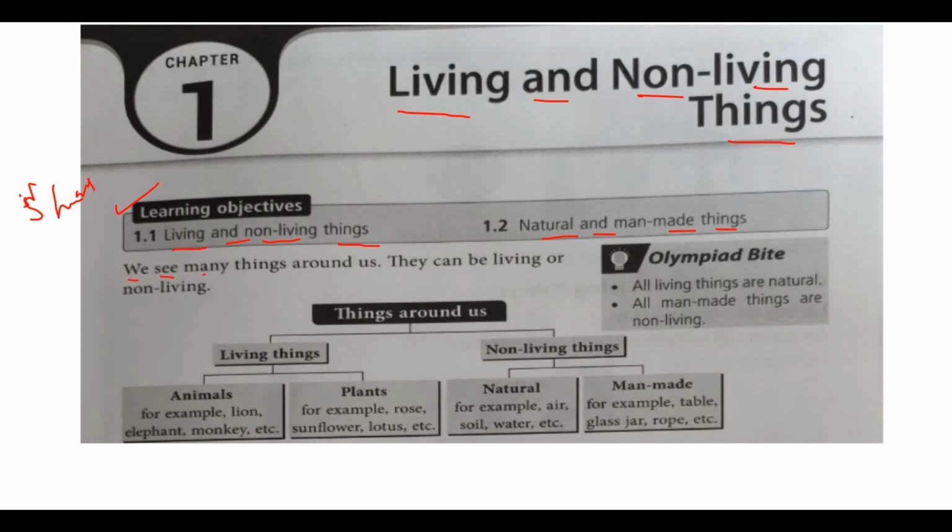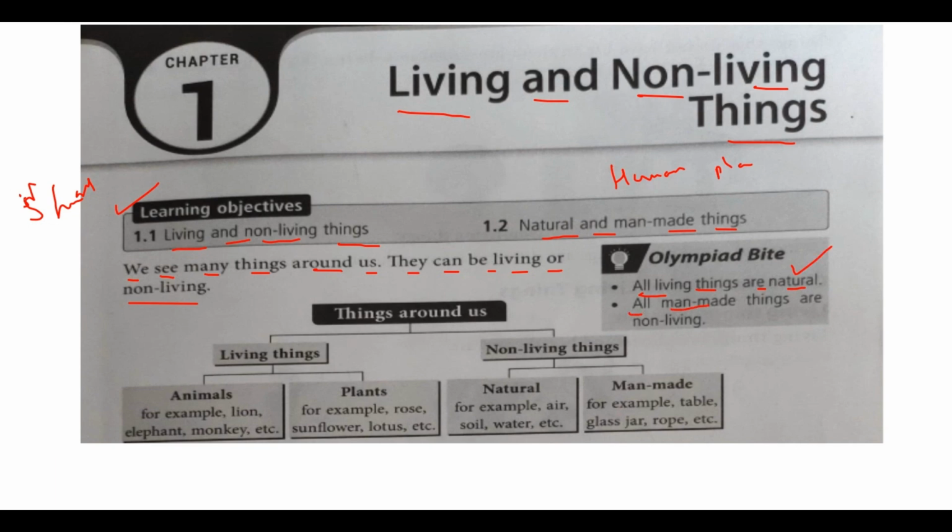We see many things around us. They can be living or non-living. If you just notice those things, we can see some things are living and some things are non-living. Now all living things are natural. If you see living things like humans, plants and animals, they all are made by nature. Human beings did not make plants, human beings or animals. They are created by nature.